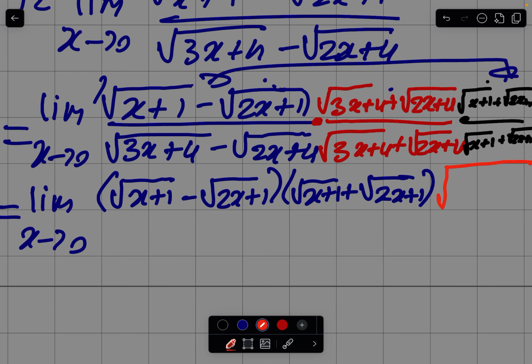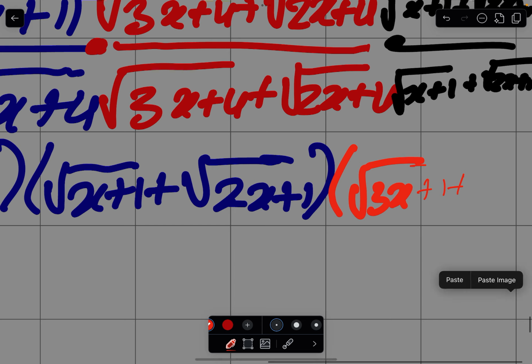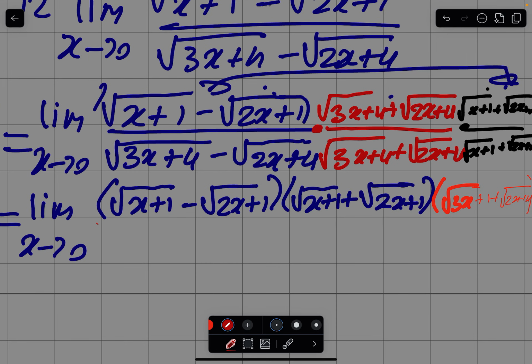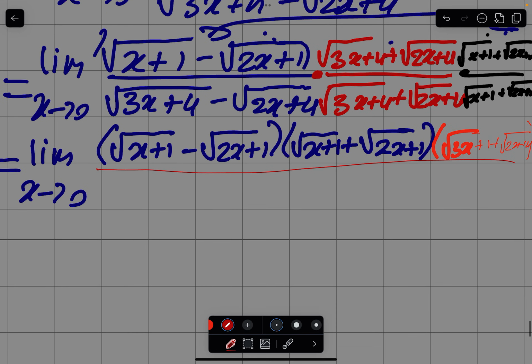You have square root of 3x. Sorry. You have square root of 3x plus 1 plus square root of 2x plus 4. Understand? So the whole divided by, let me use short color.